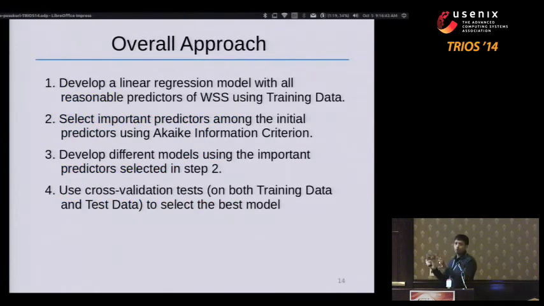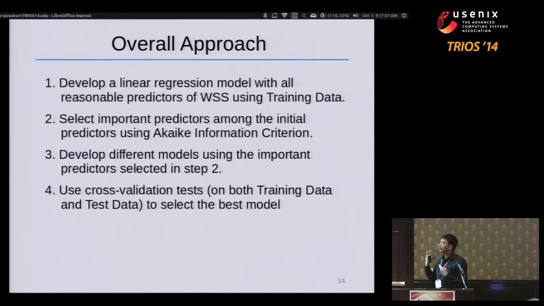So I'll present the overall approach summary. First of all, we need to identify the important factors that correlate with the target parameter, for example, WSS. Once you identify the initial factors, you develop a linear regression model with all the reasonable factors, which I call predictors, of WSS using training data. You gather the data and develop a linear regression model.